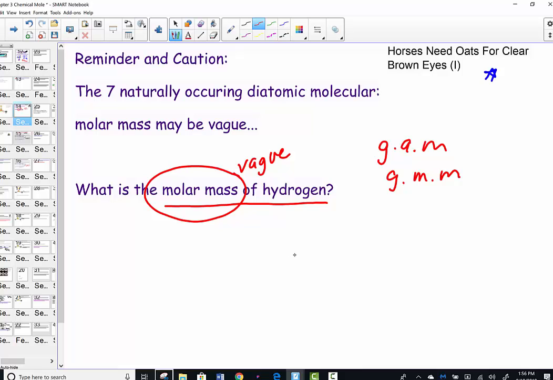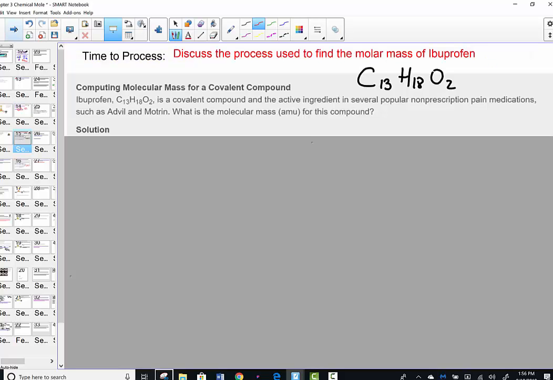What's the molar mass of? And then you just add the weights off the periodic table.